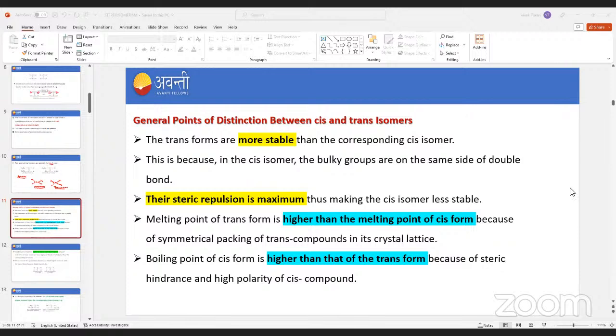Please confirm once whether my screen is visible to you or not. सबको screen visible है क्या? Please confirm once so that we can start our class. फटाफट confirm कर दो एक बार. Yes, very good. चलो.